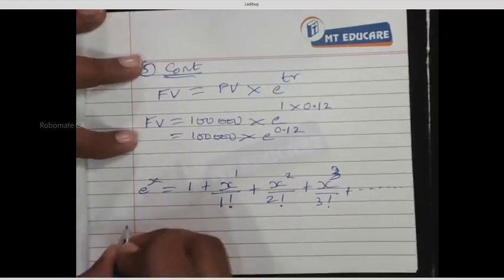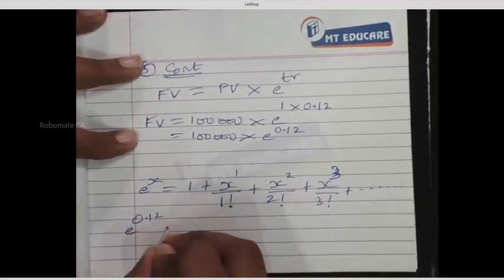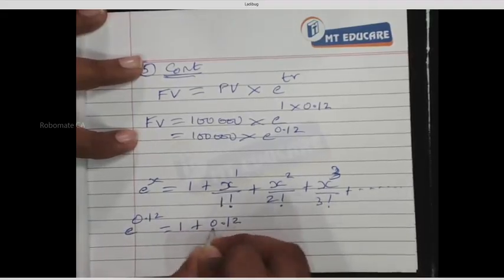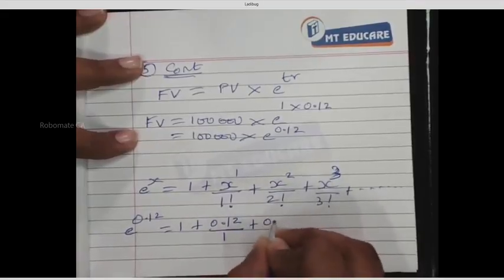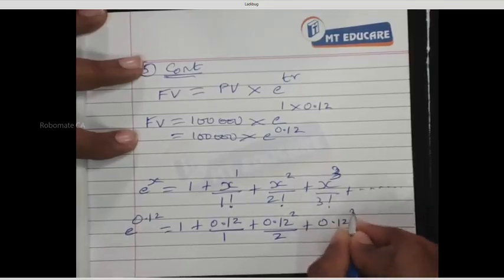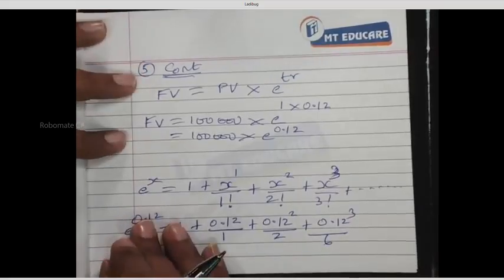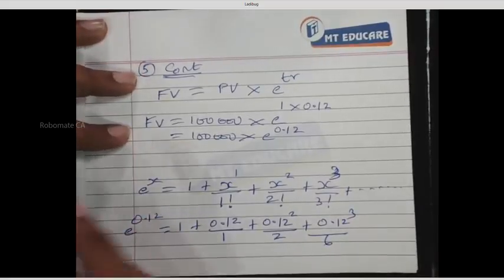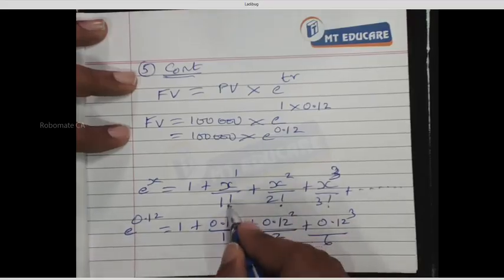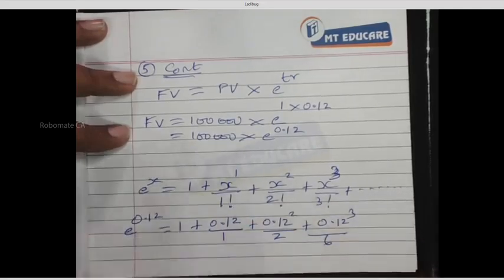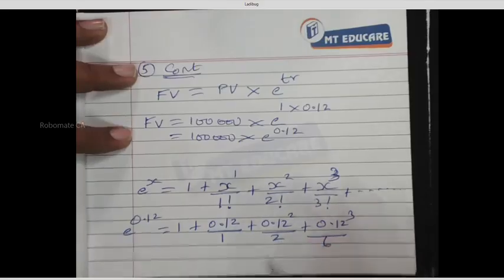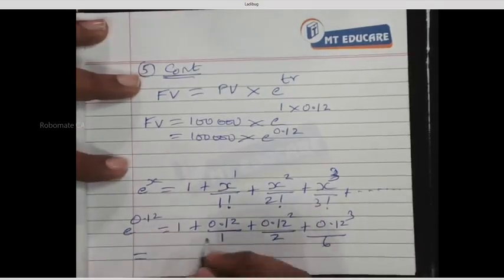Now, I want to find out e power 0.12. What is e power 0.12? 1 plus 0.12 by 1 plus 0.12 squared by 2 plus 0.12 cube divided by 6. Right or not? Is everybody fully understanding? 3 factorial is 3 into 2 into 1, 6. 2 factorial is 2. And 1 factorial is 1. It keeps on going, but this level of accuracy is enough. Most of them start with the 2 itself. Can I proceed? Please, can you tell me the simplified number?